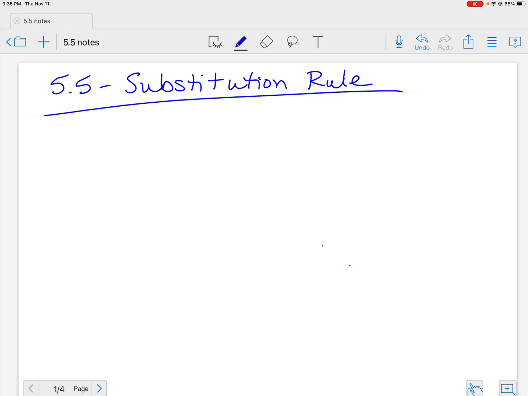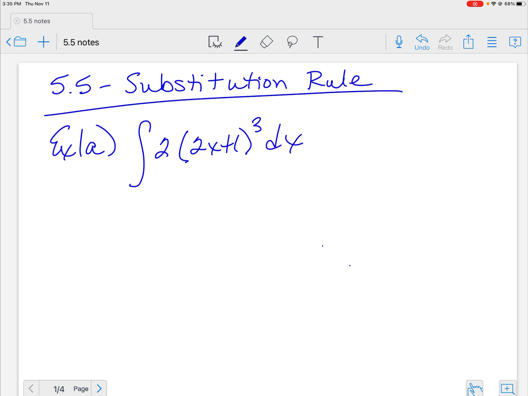Okay, so the substitution rule we typically call a U sub. All right? We're just going to jump right into this and just start practicing. So here's example 1a. I'm going to integrate 2 times this 2x plus 1 cubed dx. Now here's the deal whenever it comes to the substitution rule. We are going to do a U sub.